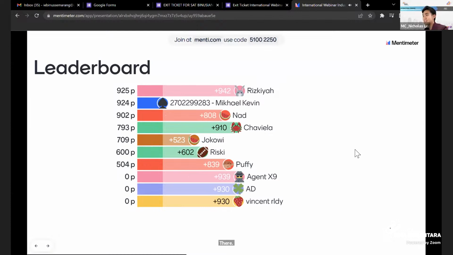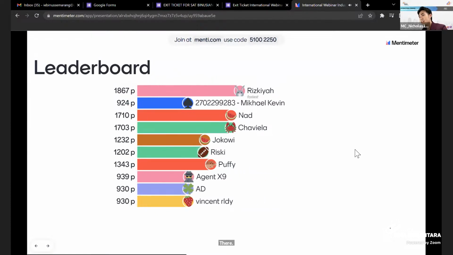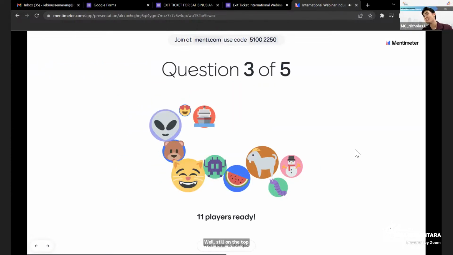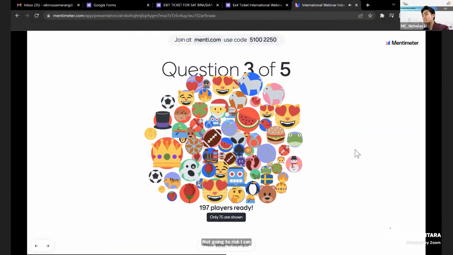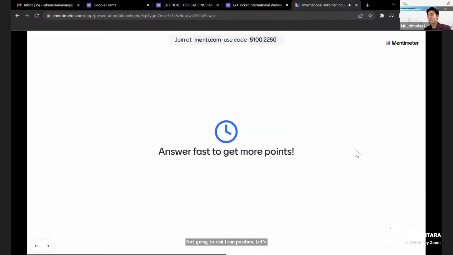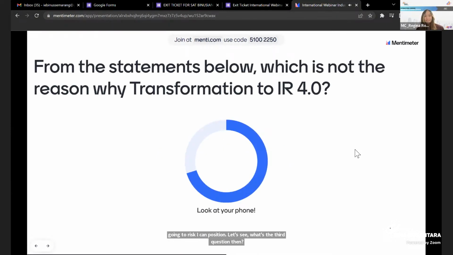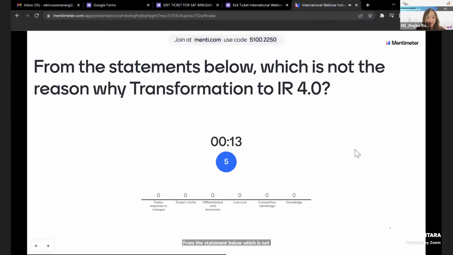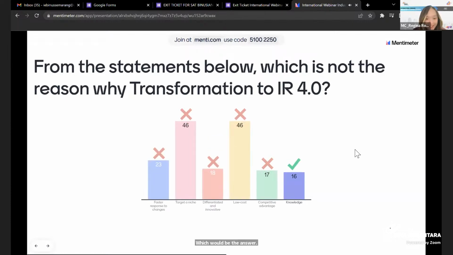On to the third question. Let's see the leaderboard. Wow, still on the top, Riskia, not going to the second position. Let's see, what's the third question then? We've got 198 players going on. From the statement below, which is not the reason for the transformation to Industry 4.0? Faster responses. What do you think is your answer? Let's see. The answer is knowledge, and 16 players got it right.